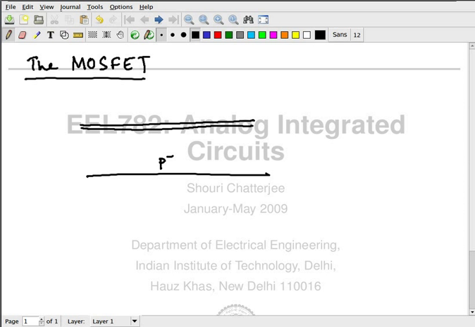Hopefully this oxide has a uniform thickness all over the place. Later on, when we talk about matching, we will talk about how to avoid problems that are caused when the oxide thickness is not uniform, when there is a gradient. So we will talk about that later. For now, let's assume that the oxide thickness is uniform. Then what happens?